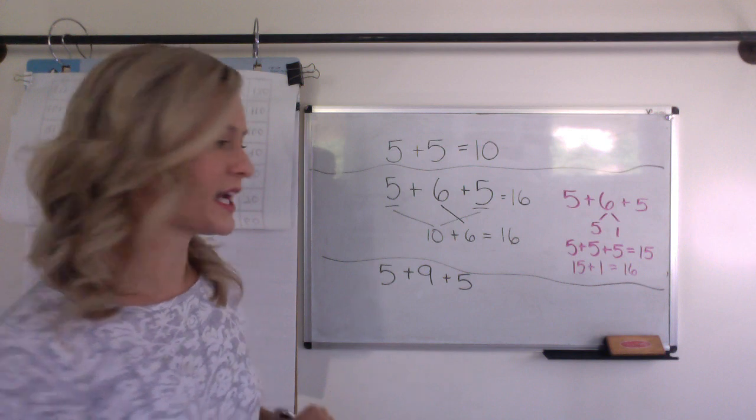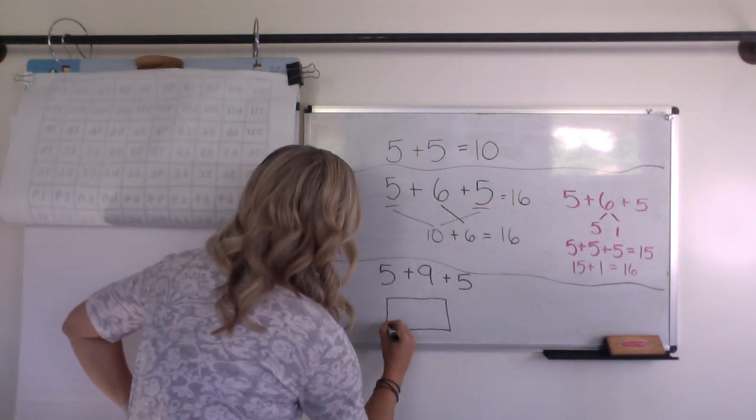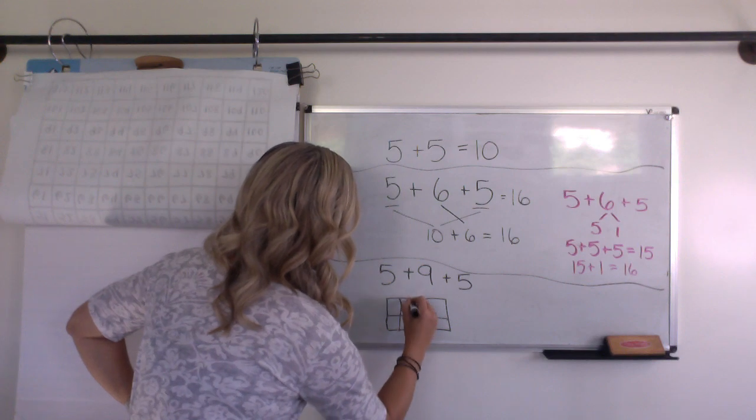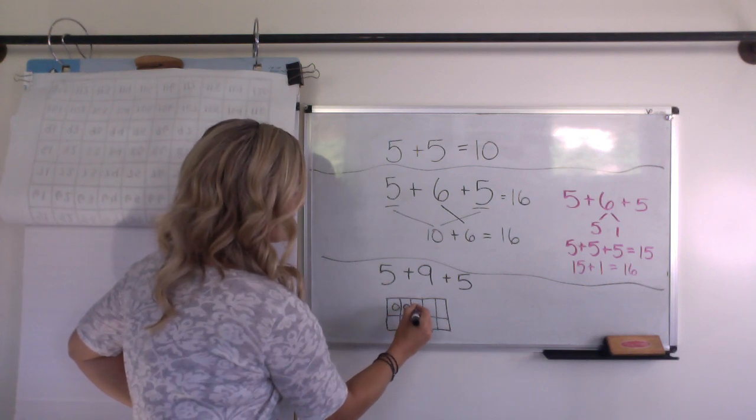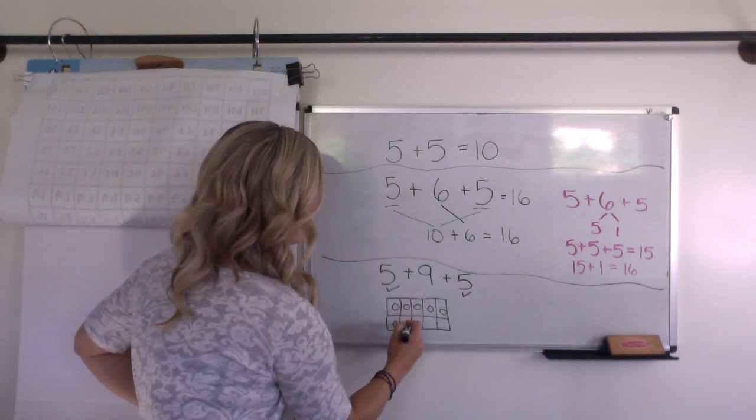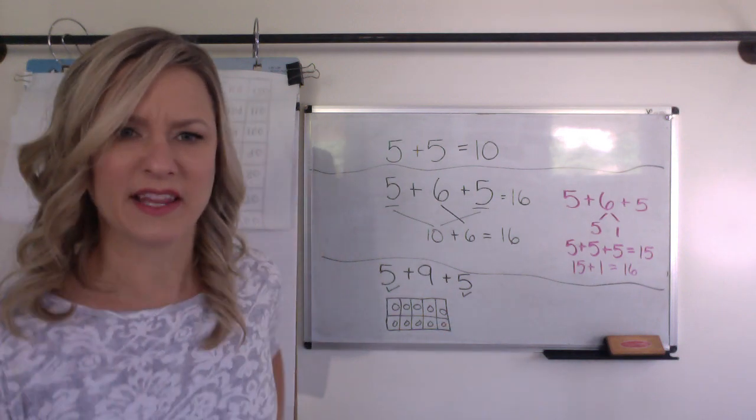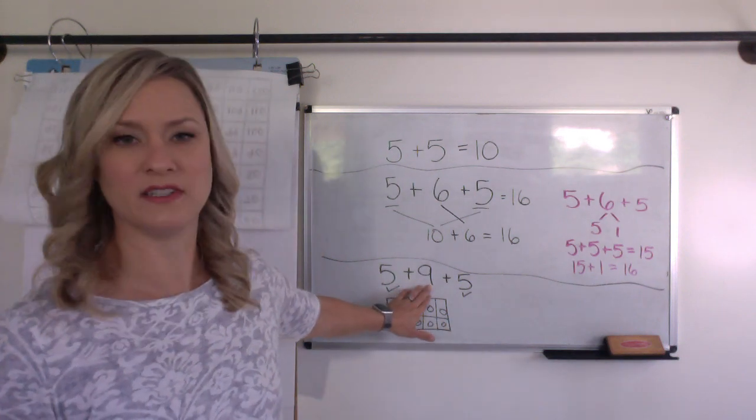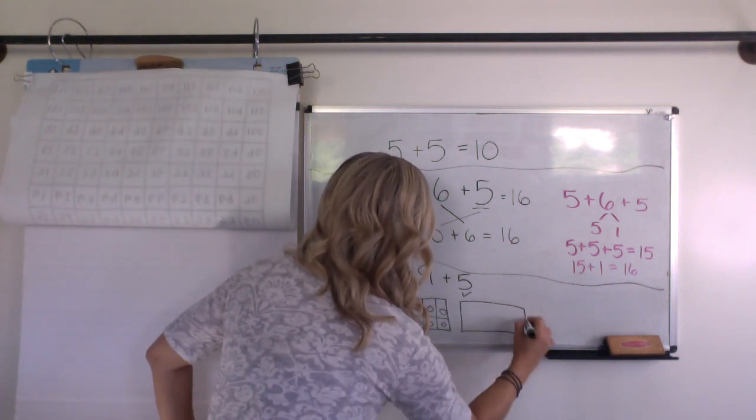Okay, so I'm going to guess that some of you may have gotten fancy. Maybe you decided I'm going to use a 10 frame. And maybe you knew if you had 5 on the top, that would be this 5, and 5 on the bottom, you'd fill in the 10 frame. And then how many more would you have left to do? You'd have to do 9 more.